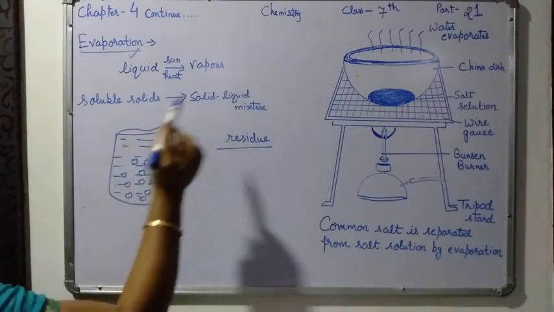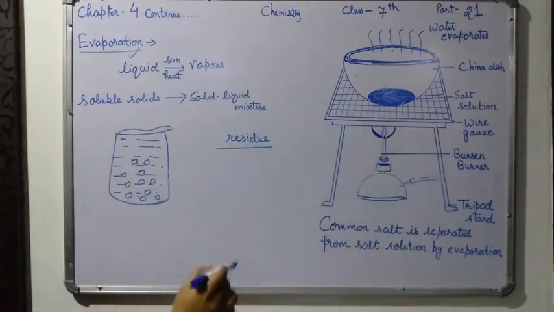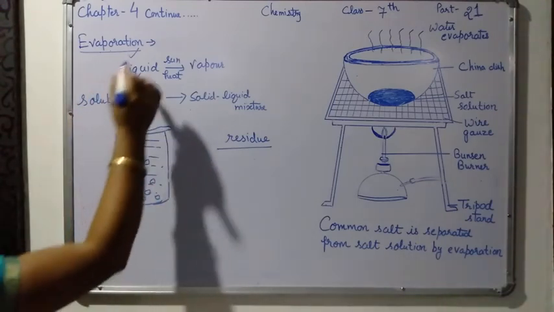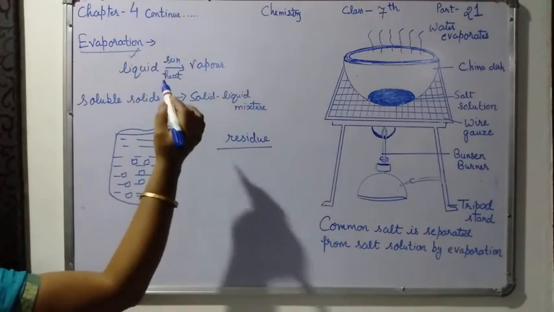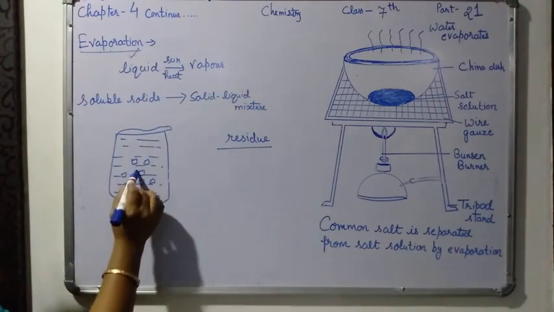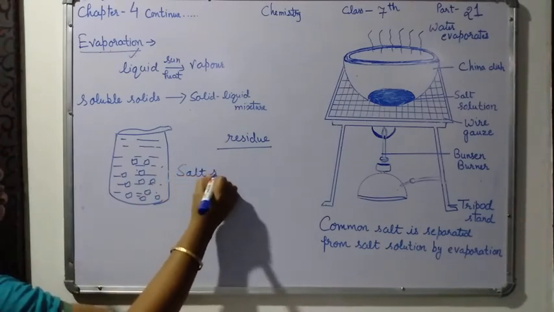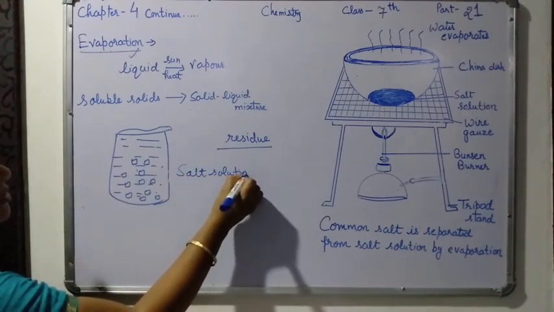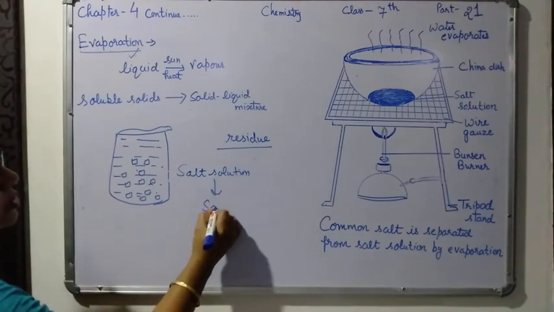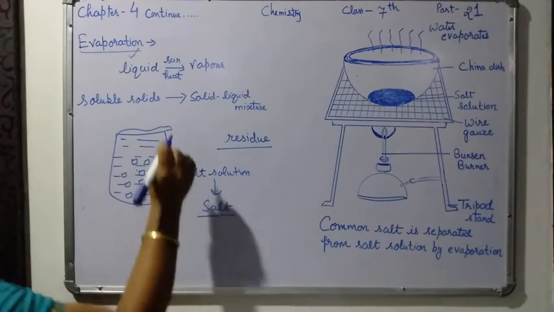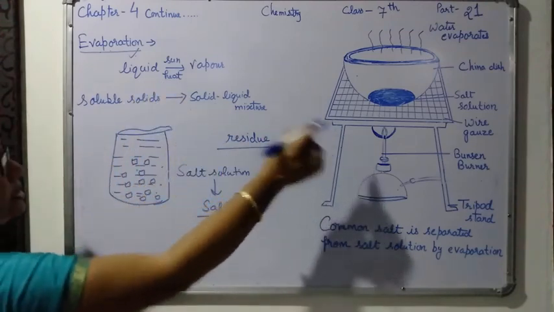So from the water you have got the salt with the help of the evaporation method. In this way common salt is separated from the salt solution by the process of evaporation. So with the help of the evaporation method you can get the salt from the salt solution. So this is the method of evaporation and this one is the activity.